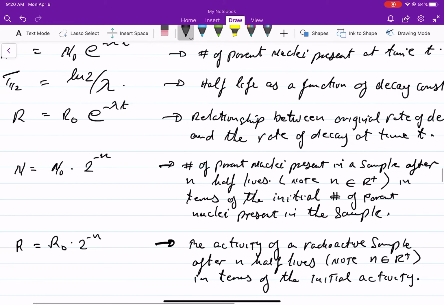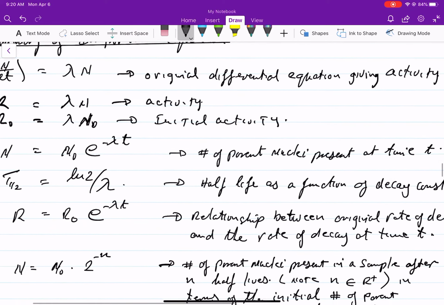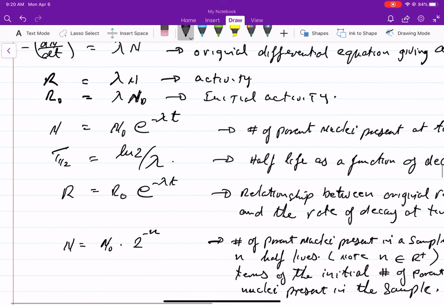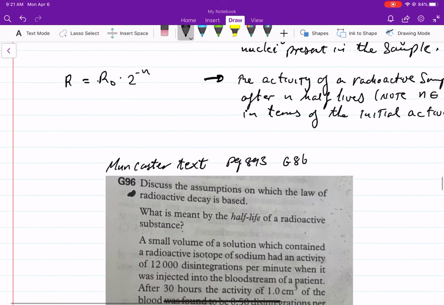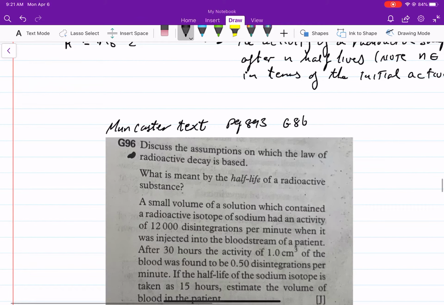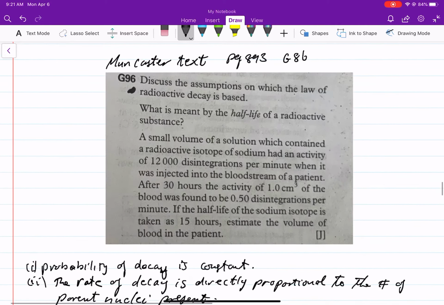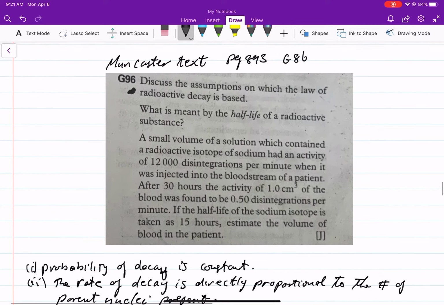Similarly, the last one, R is equal to R0 times 2 to the minus n. That gives the activity of a radioactive sample after n half-lives. Again, n does not necessarily have to be a whole number. And you're given that activity in terms of the initial activity. So whatever set of problems that they want you to solve will come from this set of equations. You got it all right there, summarized for you. I've already done them and they're in here.